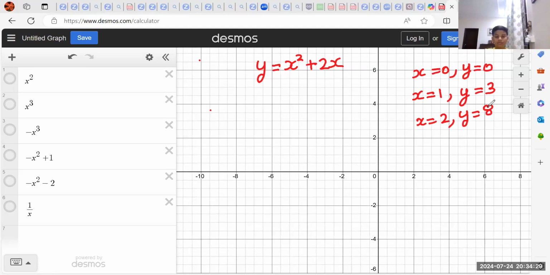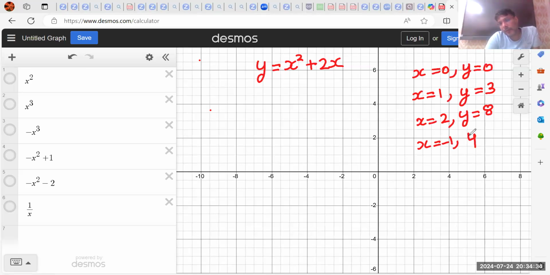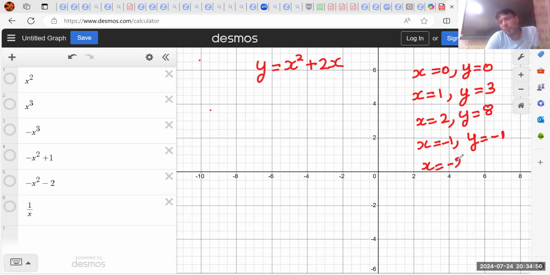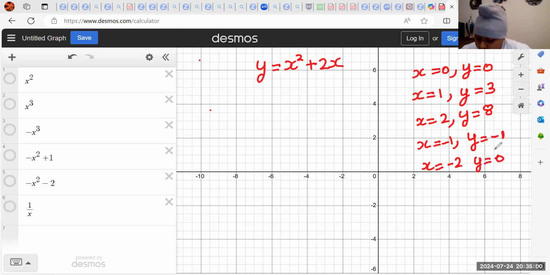Sir, 8. Then I take x equal to -1. I will get y equal to what? It will be 1 minus 2, which is -1. Sir, both will be -1. Then x equal to -2, what will I get? 0. All right.